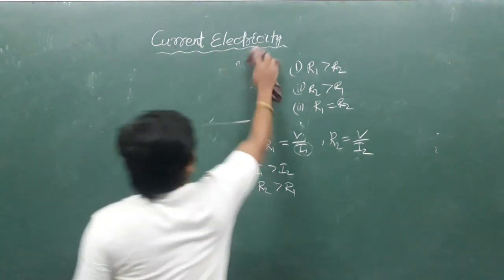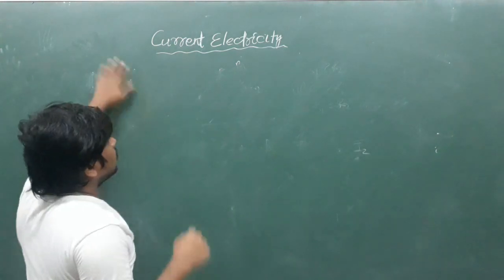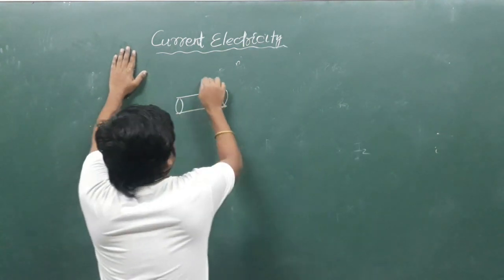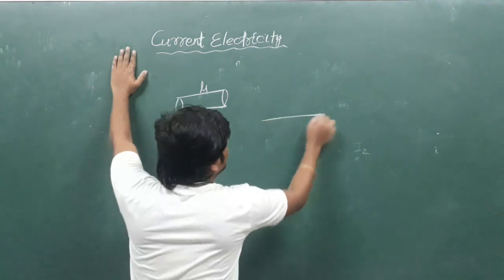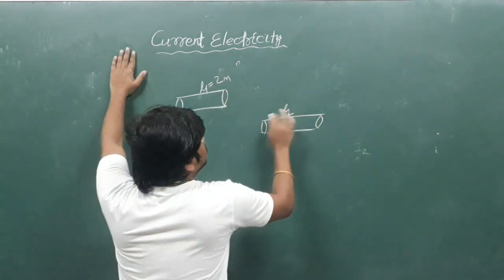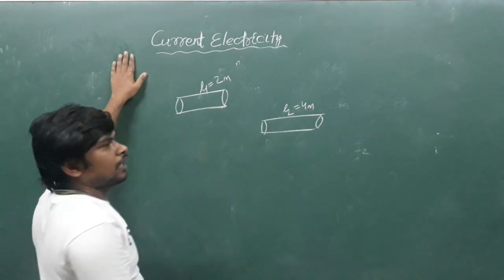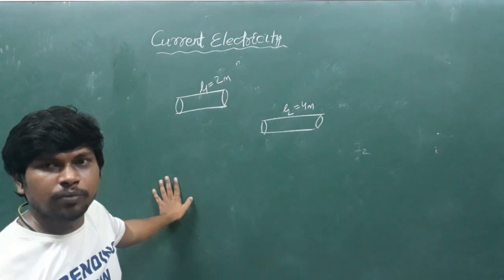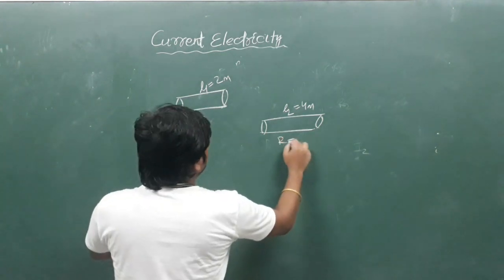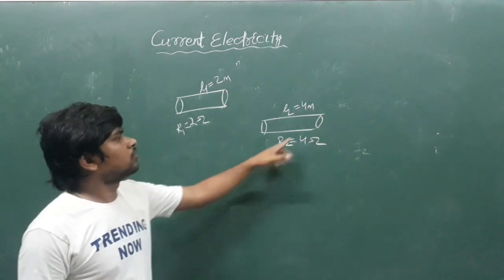Then one more very important question I am going to discuss. There are two conductors. The length of the first is L1 and the length of the second is L2. Suppose L1 is 2 meter and L2 is 4 meter. Both have the same area of cross section, same material, same resistivity and same density. Suppose R1 is 2 ohm and R2 is 4 ohm.